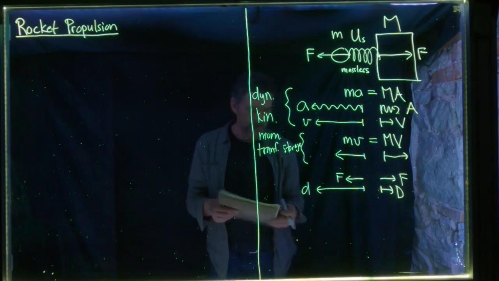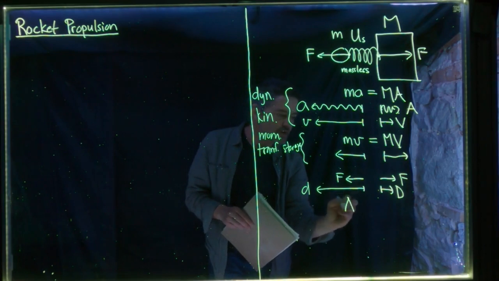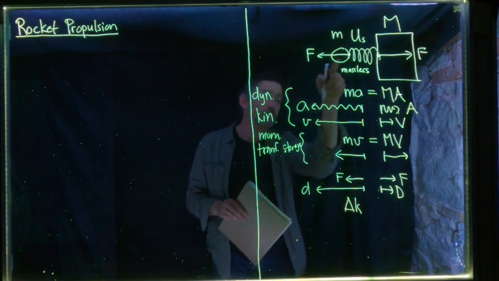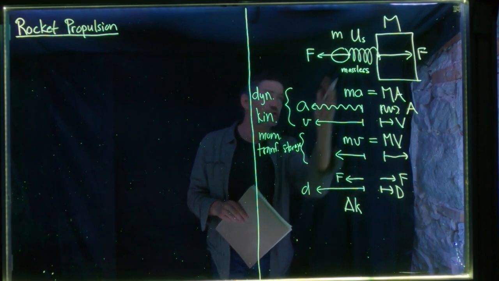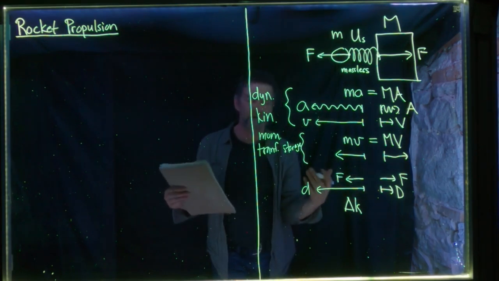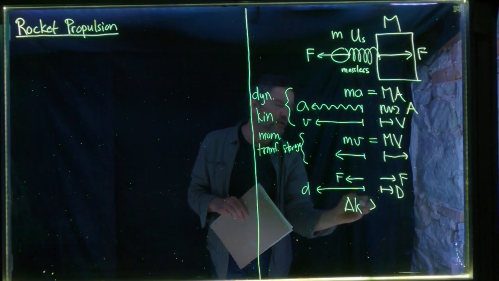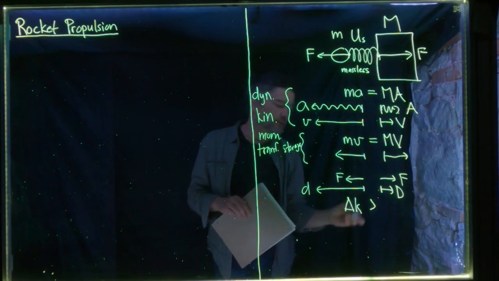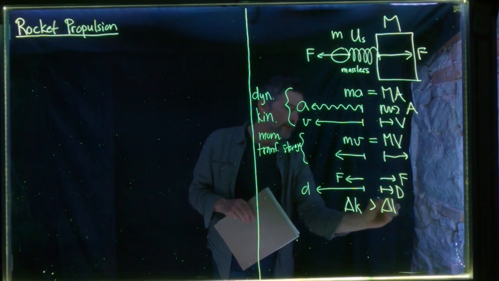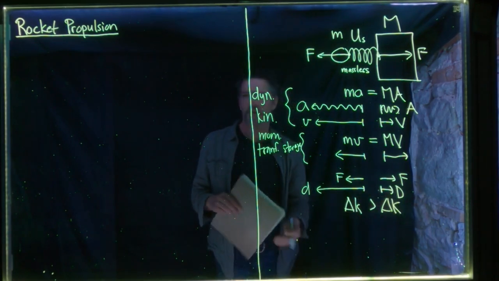Okay, and so we say the change in the kinetic energy of little m, which we'll call delta little k, that transfer of energy through work, force acting over displacement, will be greater than the amount of kinetic energy transferred to the big M, which is delta big K. Okay, so that's good.